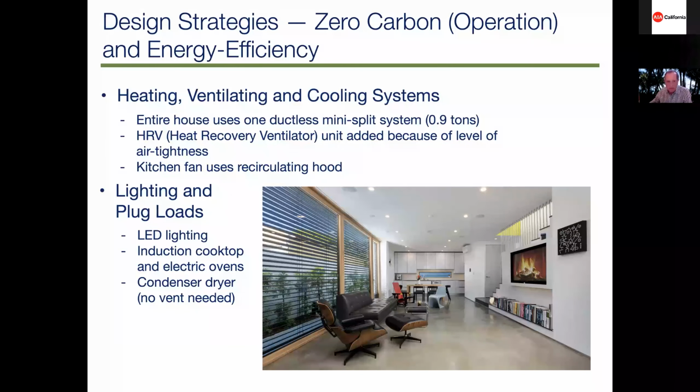He chose to use an HRV because it's so tight. Again, he had to use a fresh air unit, and it's so energy efficient. He uses just one mini split system. It's ductless. It's actually in the photograph. It's in this wall on the other side of the stair. So you can't see it in the photo, but it's right there.